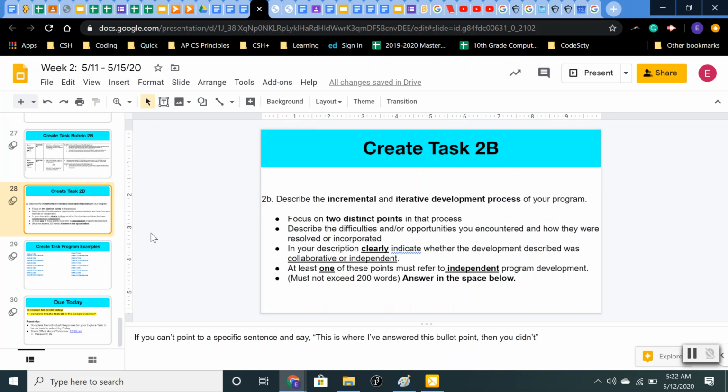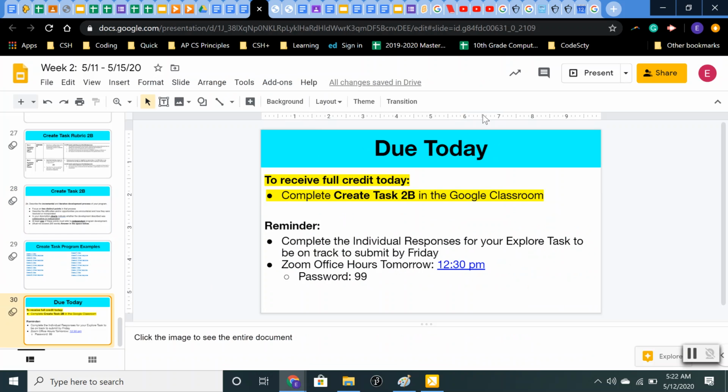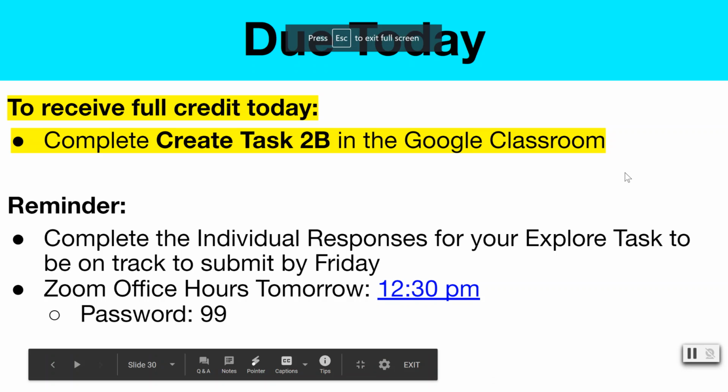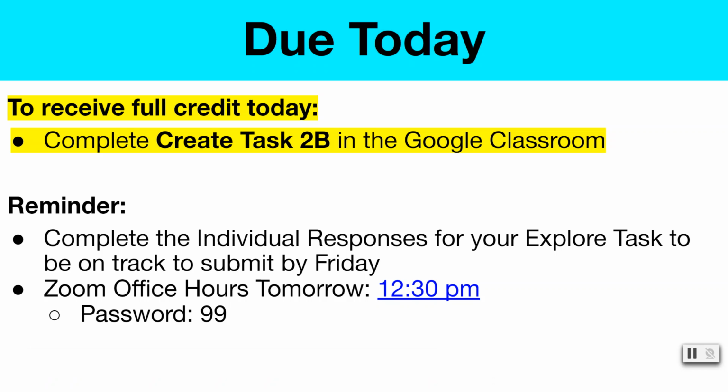All right. What is due today? If you want to receive full credit today, you're going to complete the Create Task 2B. It will be linked in the Google Classroom. That is all you need to do today.